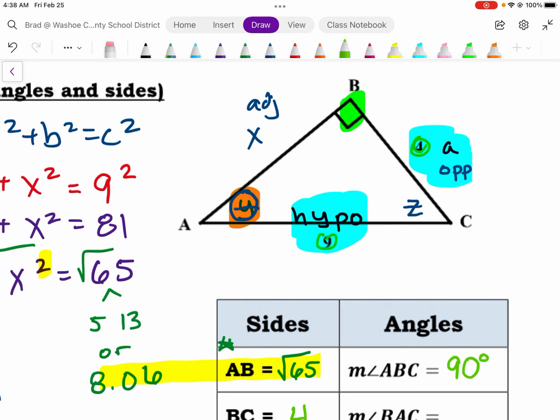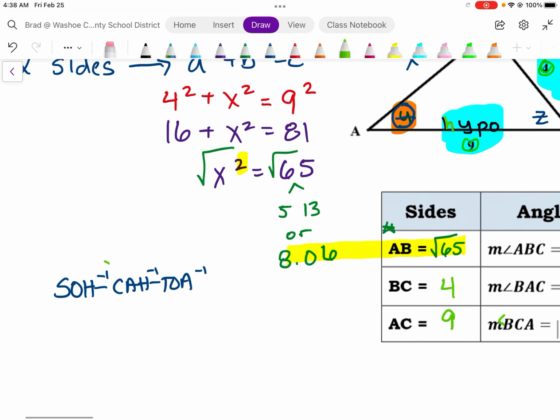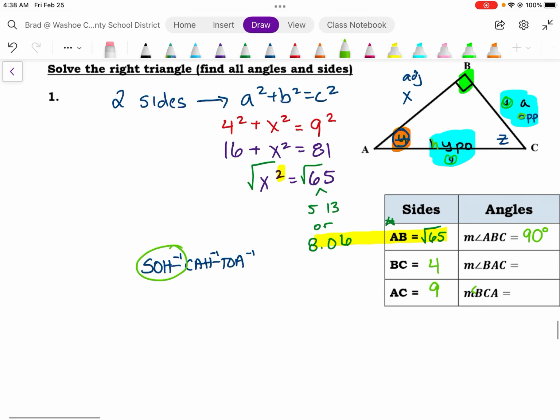So I'm really looking for which trig function goes with O and H. So O and H is going to be our sine. So we're going to do our inverse sine. So inverse sine of opposite over hypotenuse is going to give us our angle. So in this case, that's the measure of angle A or Y.